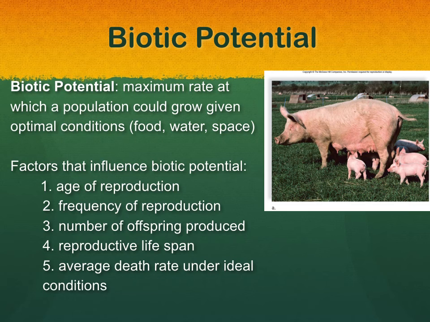There are a few things that will influence the biotic potential. These are the age of reproduction, the frequency or how often an organism reproduces, the number of offspring produced at each reproduction, the reproductive lifespan, so that means the time of life in which an individual is capable of reproducing, and also the average death rate under ideal conditions.